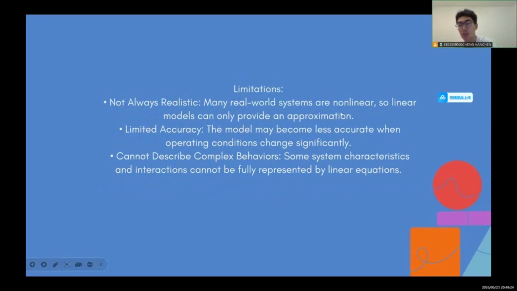And also it has some limitations. The first one is not always realistic. Many real-world systems are not linear, so linear models can only provide an approximation. And the second one, it has limited accuracy. The model may become less accurate when operating conditions change significantly. The third one, it cannot describe complex behaviors because some system characteristics and interactions cannot be fully represented by linear equations.